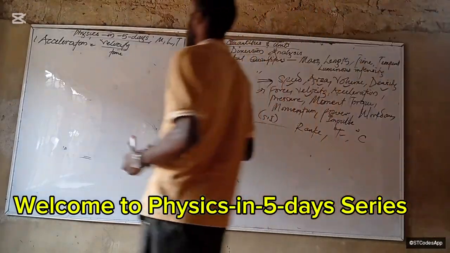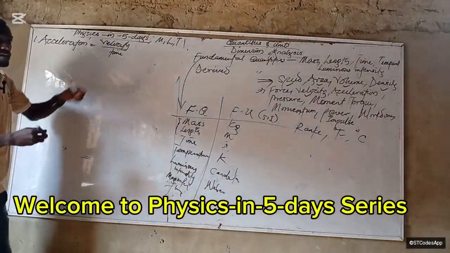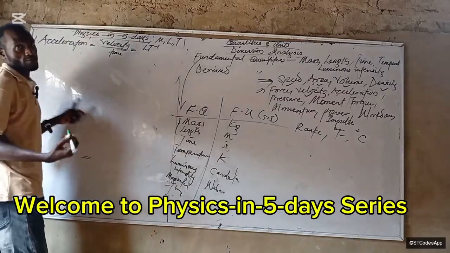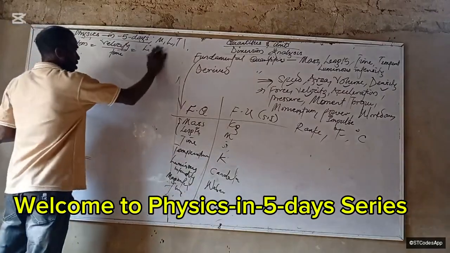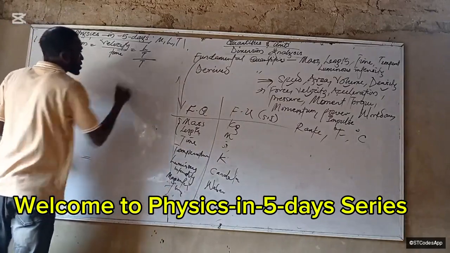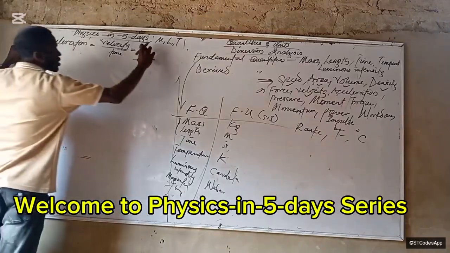All right. So we said acceleration is what? Velocity over time. And we have already gotten velocity to be L t raised to the power minus 1. We don't have to do that again, but if you want us to do that, we can redo it. Velocity is displacement over time, over this time. Is that okay?